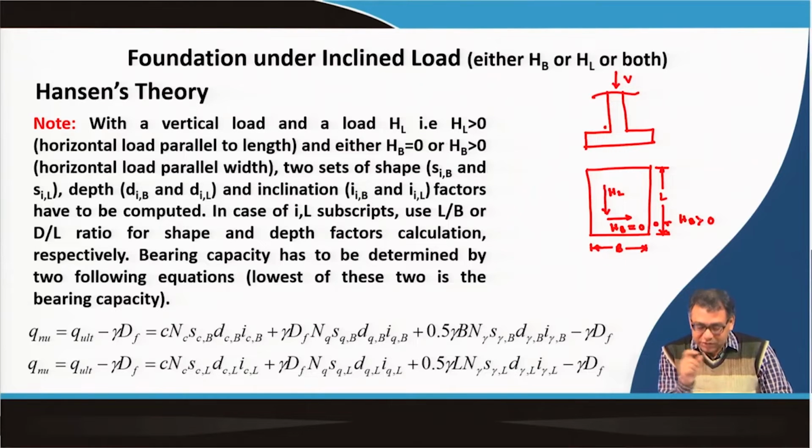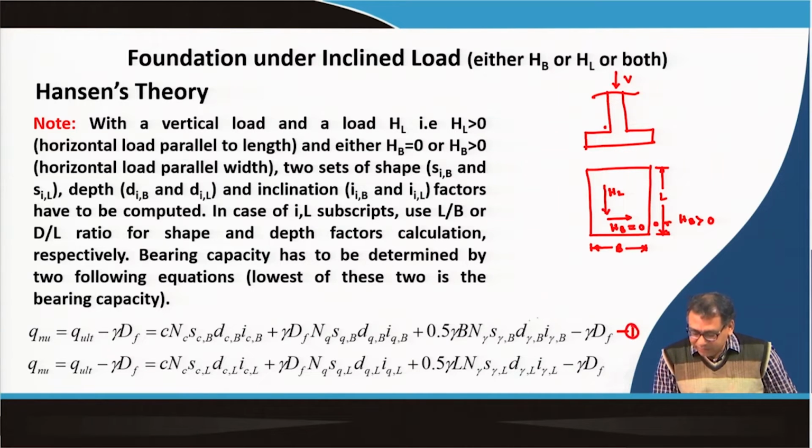But these two sets we have to calculate only if HL is present, with HB either 0 or also present. But if HL is 0 and you have only HB, then one set is sufficient, and that is your normal set that I have discussed in the previous lectures. That means, this equation number 1.